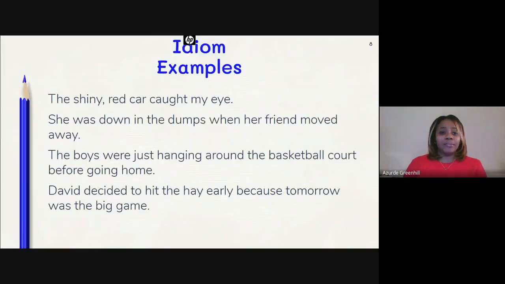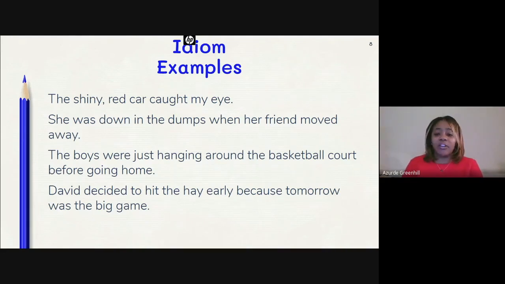Some examples. The shiny red car caught my eye. Now, did your eye really get caught on a car? No, it didn't. But what the author is trying to say is the car got my attention. She was down in the dumps when her friend moved away. So, was the author literally in the dump in the bottom? No, but she was sad because her friend moved away.